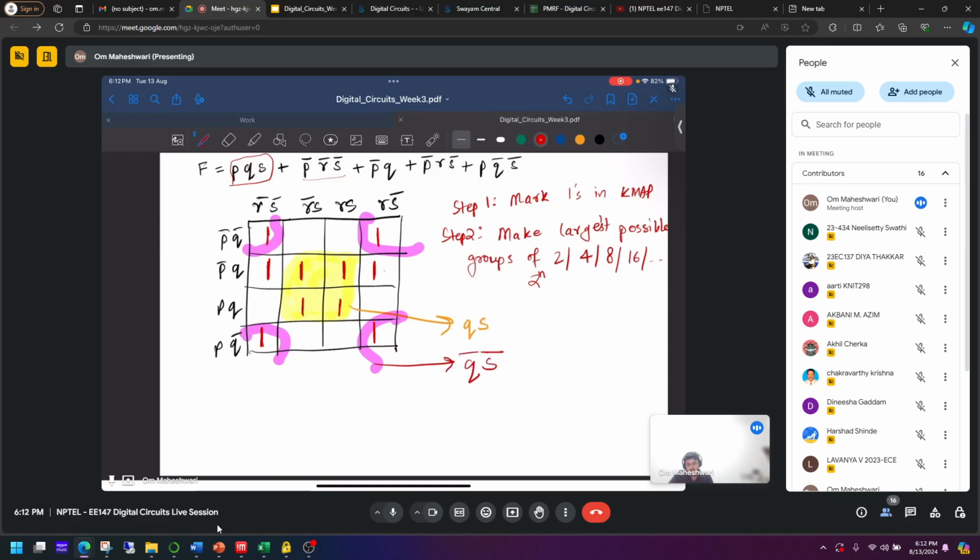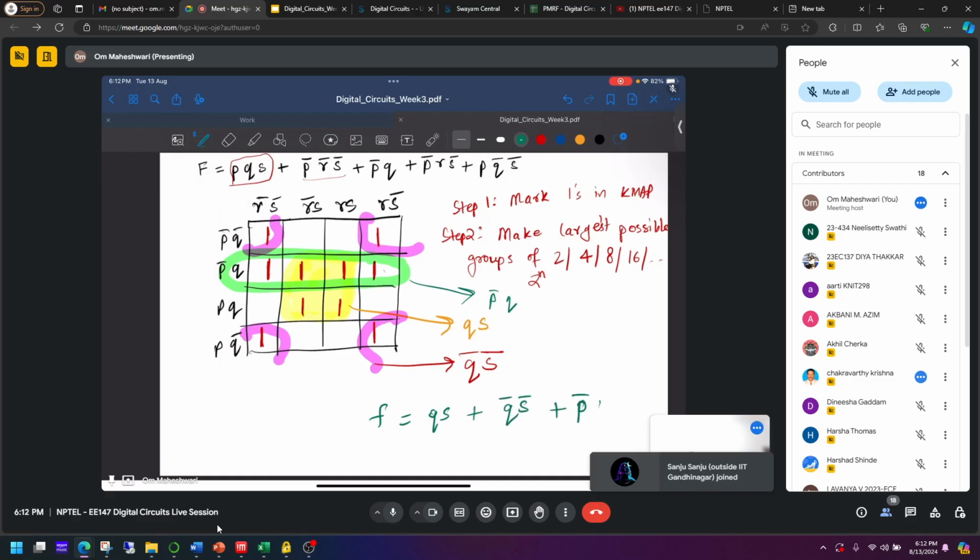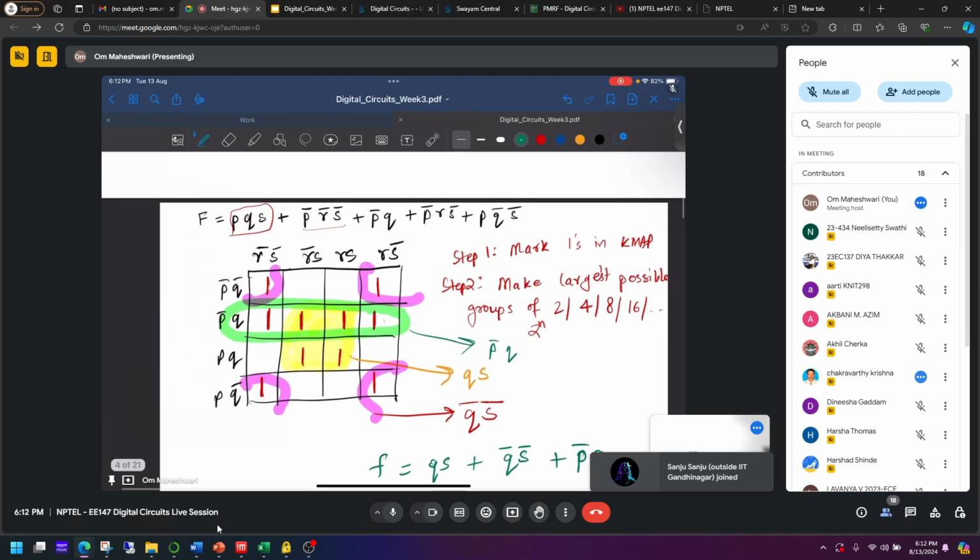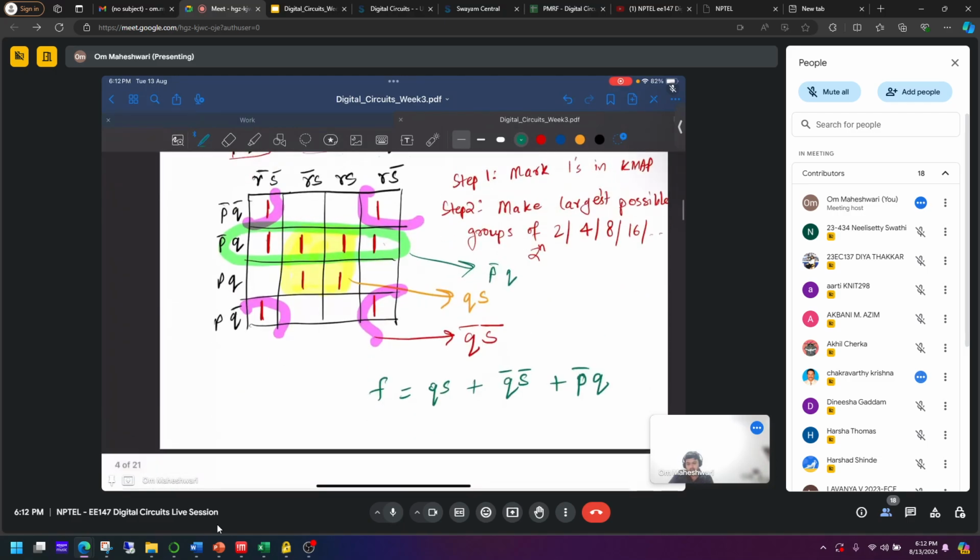Now only these two remain. So what we can do is form a group like this. It will be P bar Q. So your answer could be F equals QS plus Q bar S bar plus P bar Q. But we can also do one more thing.